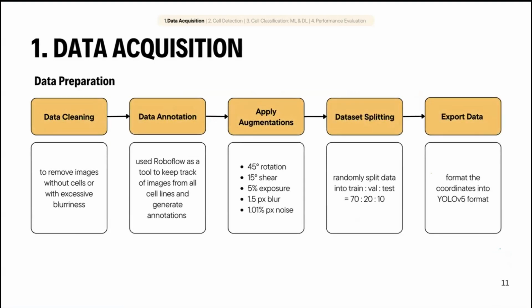Start by manually cleaning the data annotation part, which I will elaborate later in the next slide. Apply these following augmentations, splitting the data into 70% for training, 20% for validation, and 10% for testing. And lastly, we export the annotations and the image into YOLO v5 labeling format.